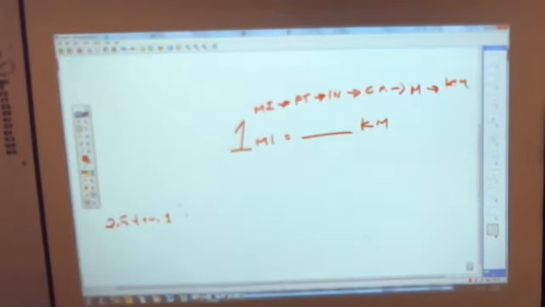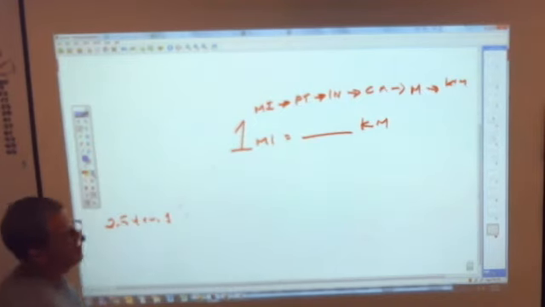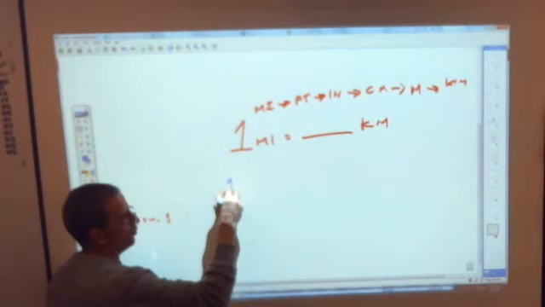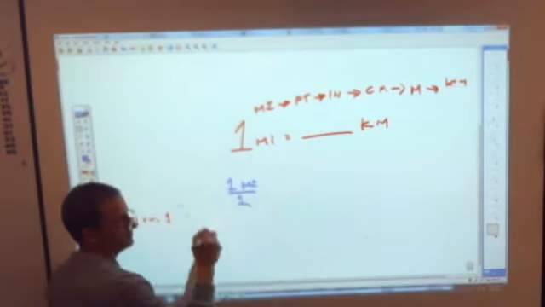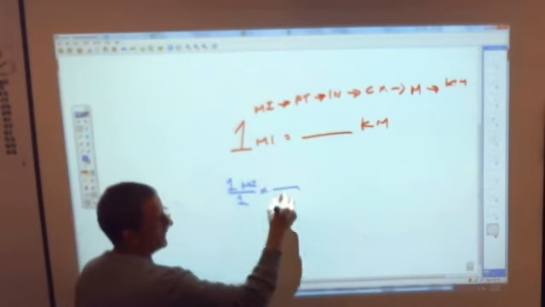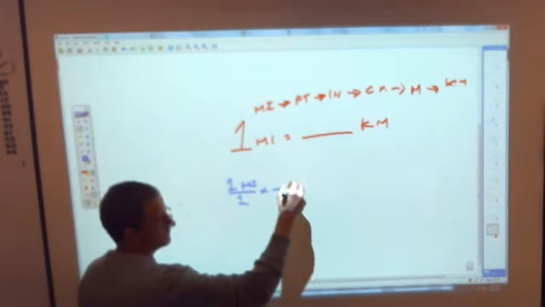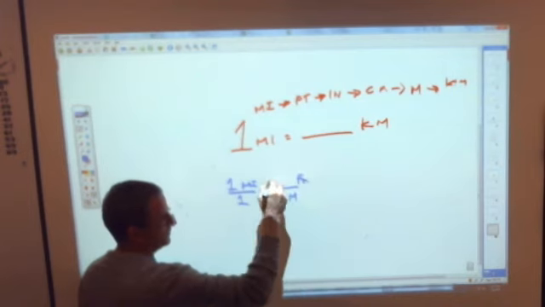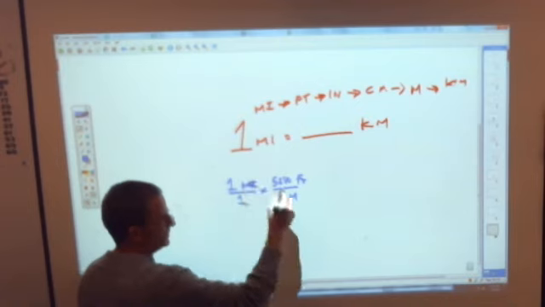Pretend like you care, because this could be homework on the line here. So here we go. Watch the beauty of this. 1 mile. I put it over 1. What has to go on the bottom here? 1 mile. What goes on top? Feet. How many feet are in a mile? 5,280. So now I've changed it into feet.